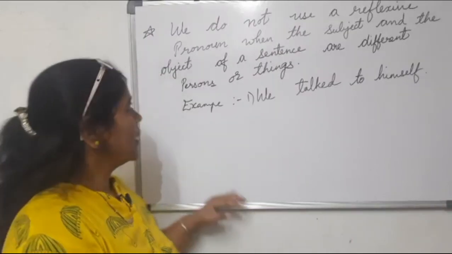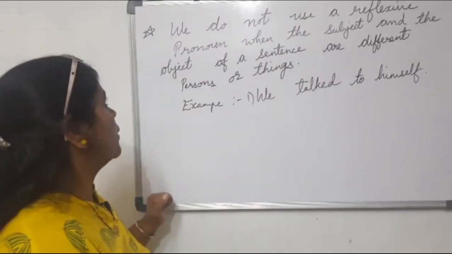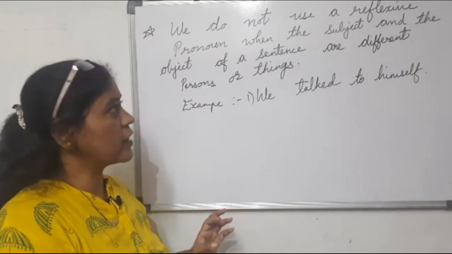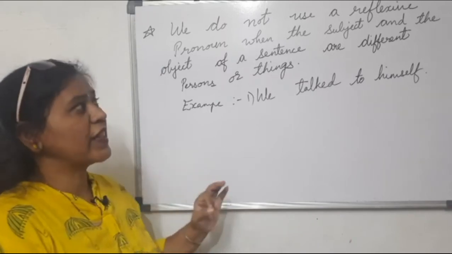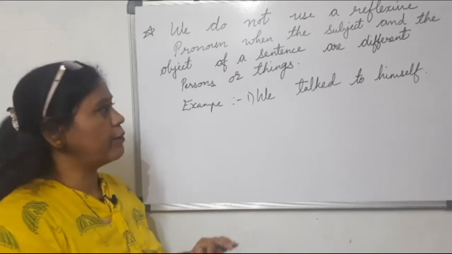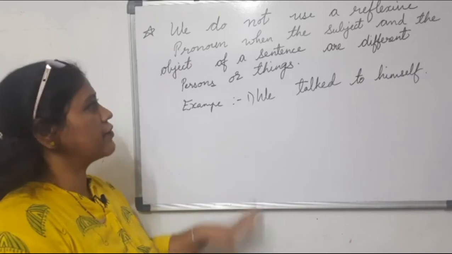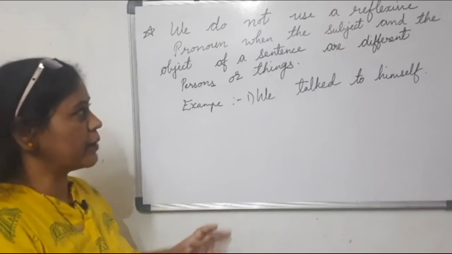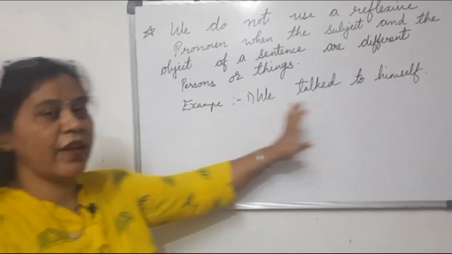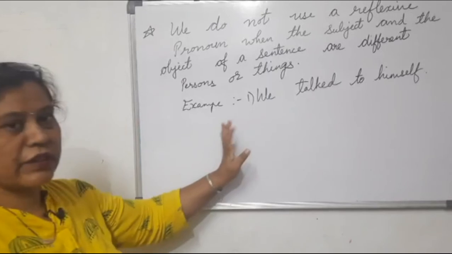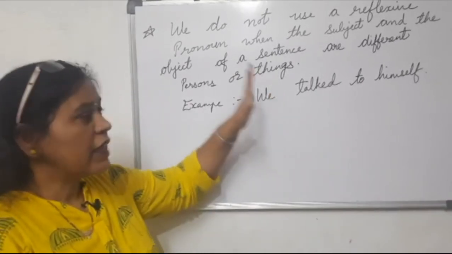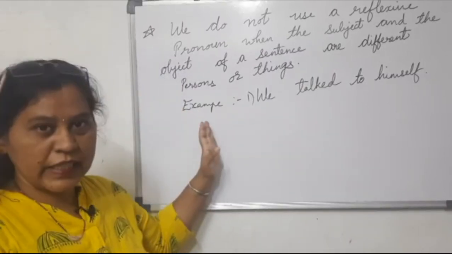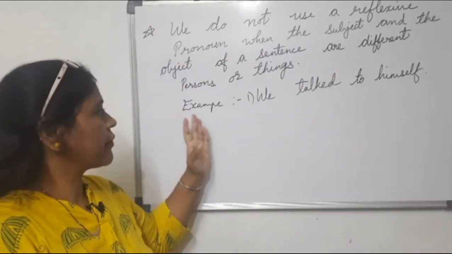Okay friends, this will be the last rule. We do not use a reflexive pronoun when the subject and the object of a sentence are different persons or things. When the subject and the object of the sentence are different, there's no need of using a reflexive pronoun. You will understand by this example.